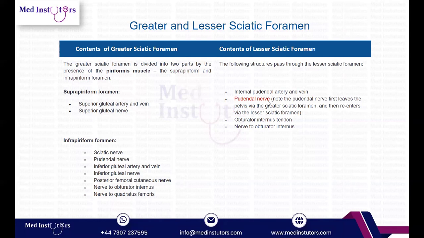Please note, as you can see here, the pudendal nerve is also passing through the lesser sciatic foramen, as well as, as we can see here, it is also passing through the greater sciatic foramen below the piriformis muscle. Does anyone have any idea why that is so?